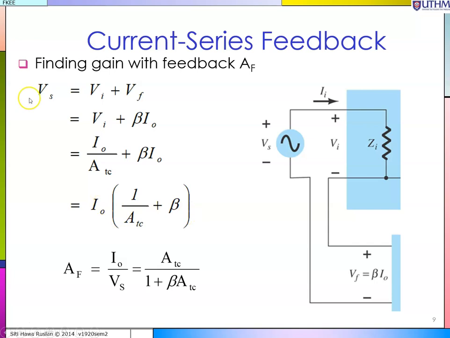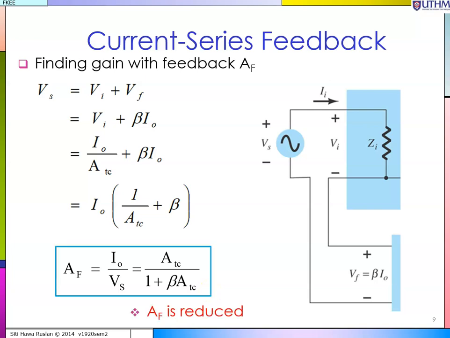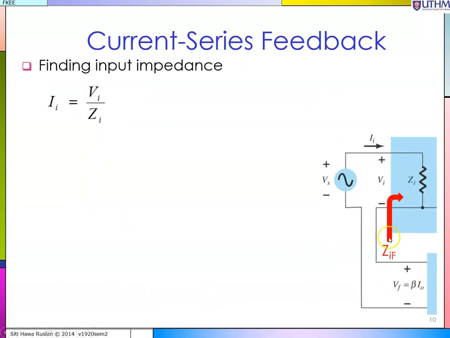Okay, and we want to find the gain with feedback, which is Io over Vs. So this is Vs, Io, rearrange this equation. So you'll get the overall gain will be Atc divided by 1 plus beta Atc. So the gain will be reduced, which is the disadvantage of having negative feedback. Okay, but what we get is that Zif, which is the input impedance with negative feedback, will be improved.